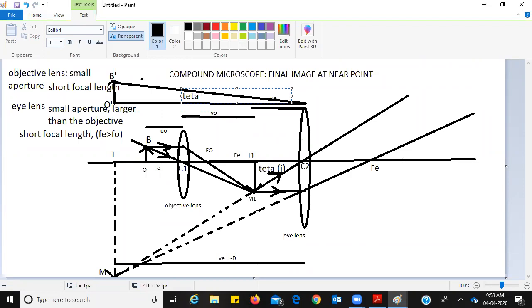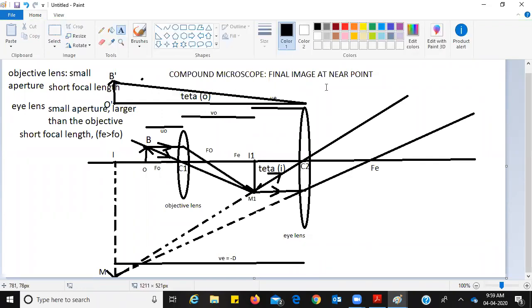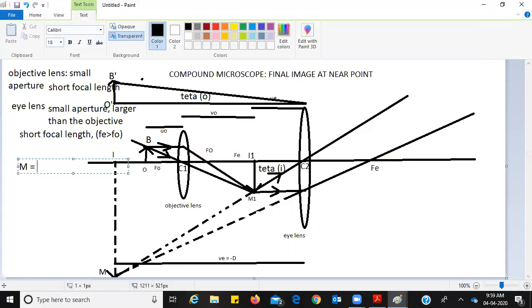I don't know, still you feel confusion for theta O and theta I. So it's fine, then go for the derivation. What's the first step? M is equal to theta I by theta O, theta I divided by theta O. Then the next step will be tan theta I by tan theta O.